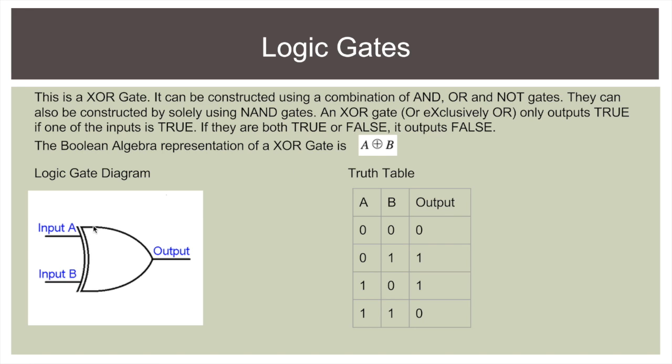Okay, so the other difference is when you actually draw the gate itself, you have this second line, and that represents the fact that it's exclusively OR. So when we go to the truth table, we can see if they're both 0, it outputs 0. If one's true, it outputs 1. So 0, 1 is 1, 1, 0 is 1. But if they're both true, it outputs 0 or false.